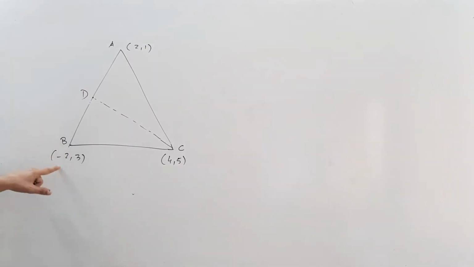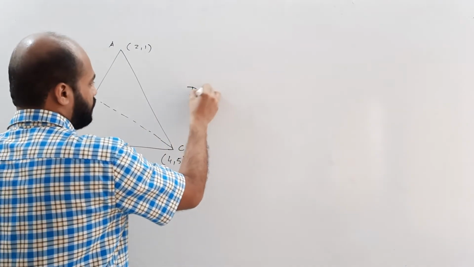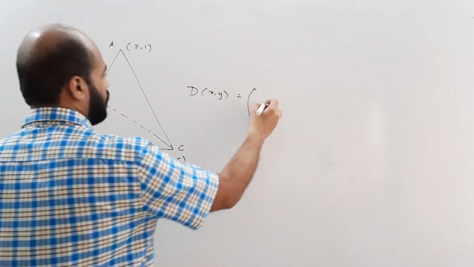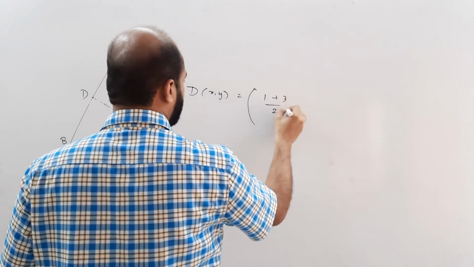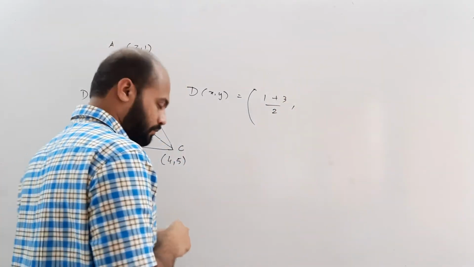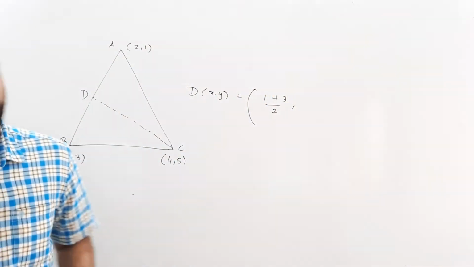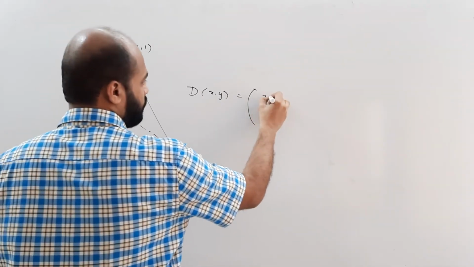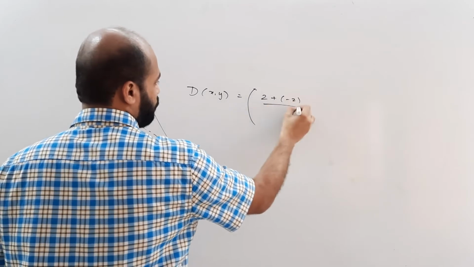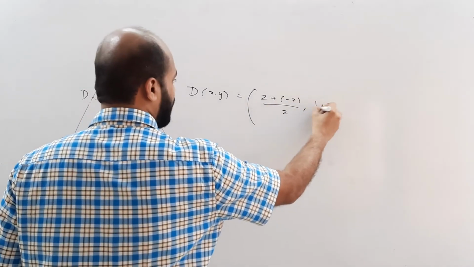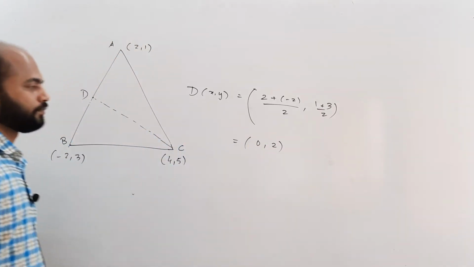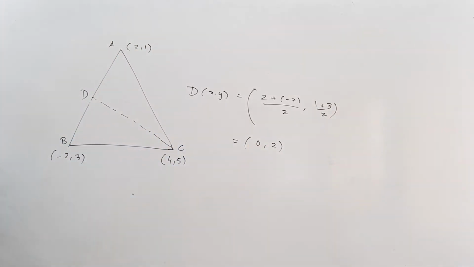So the 2 points are given to us, B and A. We have to find the value of point D. So D x comma y is going to be 1 plus 3 by 2 comma, should be x first. So it's going to be minus 2 plus 2 by 2 comma 1 plus 3 by 2. So the point is going to be 0 comma 2. This is the point D.